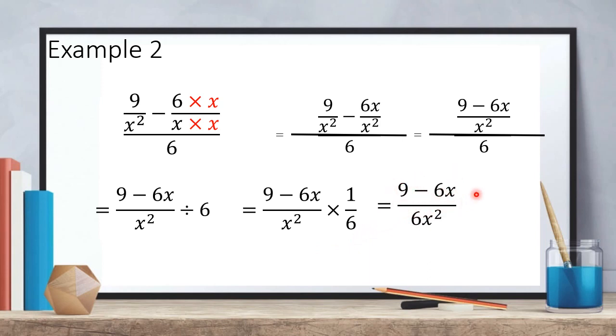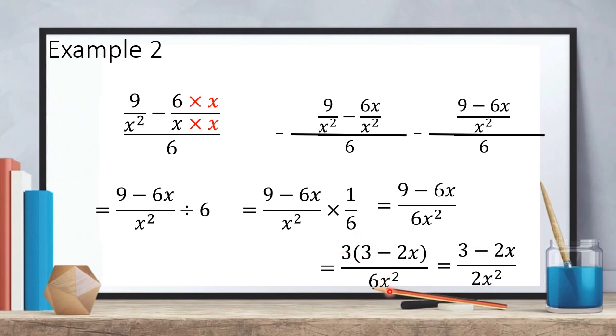I need to take a common factor from the numerator, and then I can simplify. So I can take 3 as a common factor from 6 and 9. So 9 divided by 3 is 3, and 6 divided by the 3 I took as a common factor leaves 2. And then 3 and 6 I can simplify them, and here's our final answer.